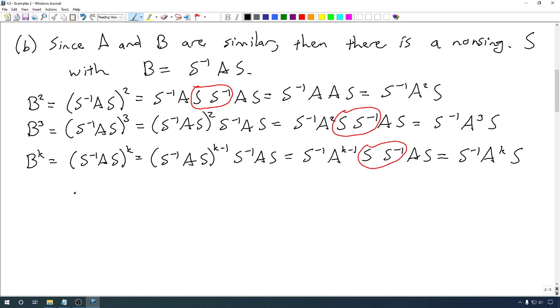But what this is saying is that for any k from 1 to infinity, any positive integer k, A to the k and B to the k are similar.